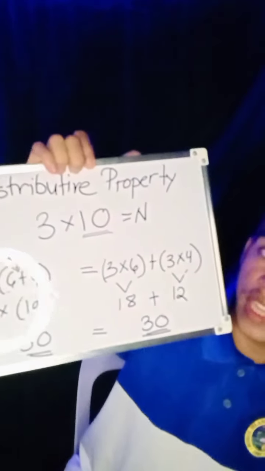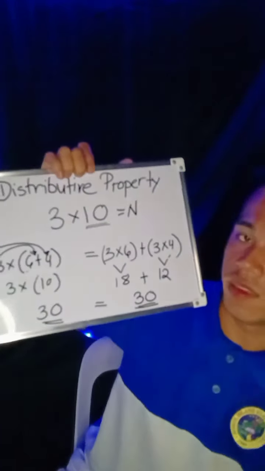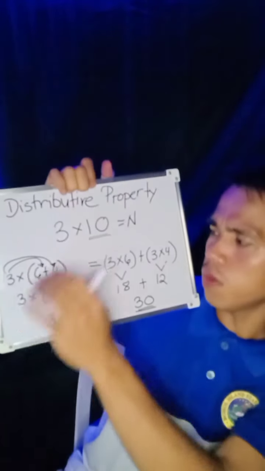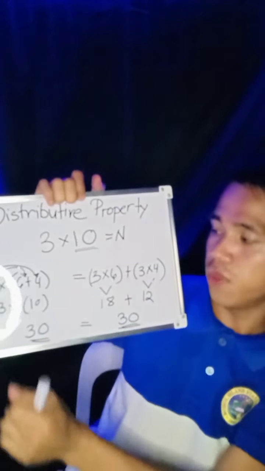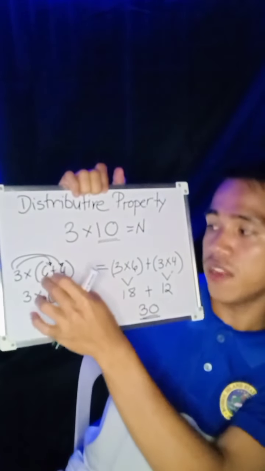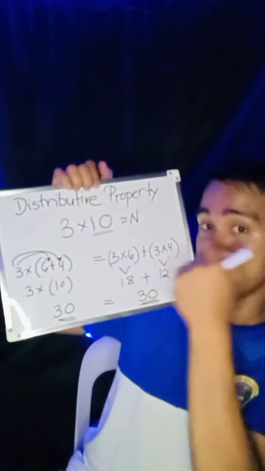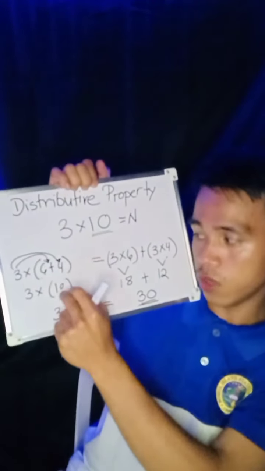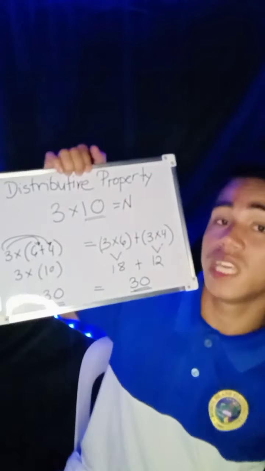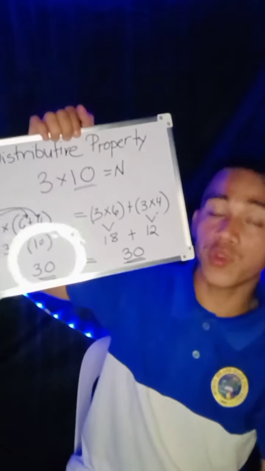So, we have here, you can see 6 plus 4. So, 6 plus 4 equals 10. Yes. So, we have to multiply. 3 times 6 plus 4. So, you need to add 6 plus 4 first. So, we put it in parentheses. So, 6 plus 4 equals 10. So, 3 times 10 equals 30. So, here, we need to distribute.